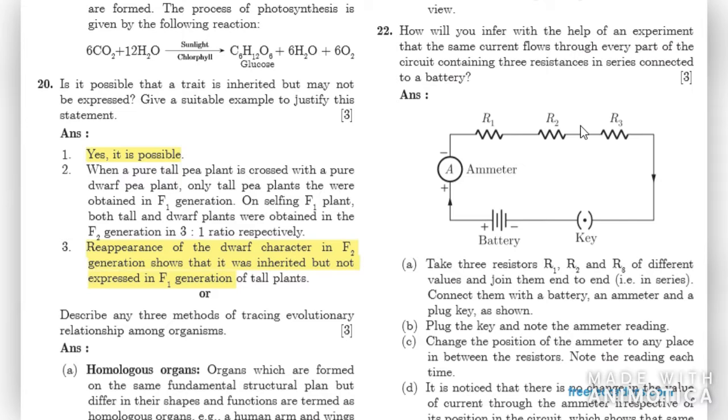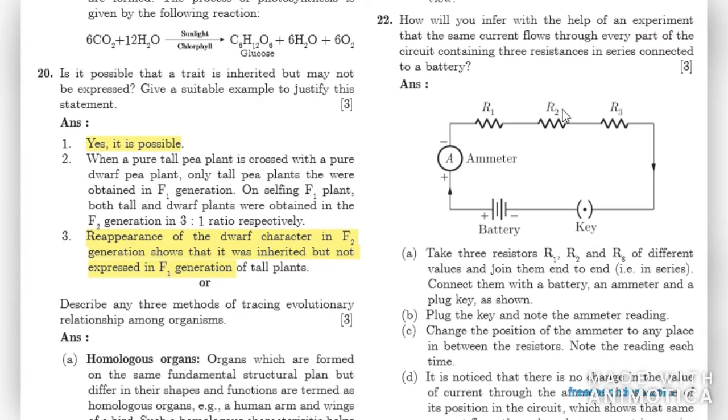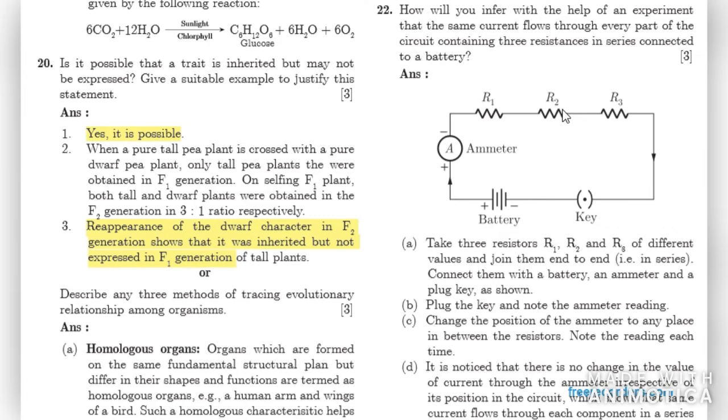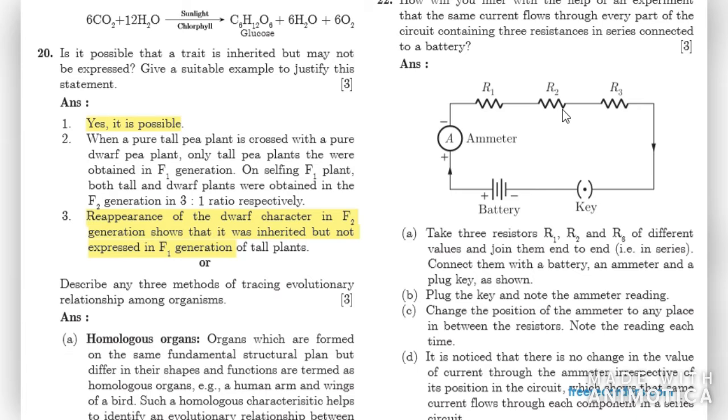Now next one, how will you infer with the help of an experiment that the same current flows through every part of the circuit containing three resistors in series connected to a battery? So in this, draw resistance 1, resistance 2 and resistance 3 and an ammeter here to find out the current, and a battery and a key. So plug the key in and note the ammeter reading.